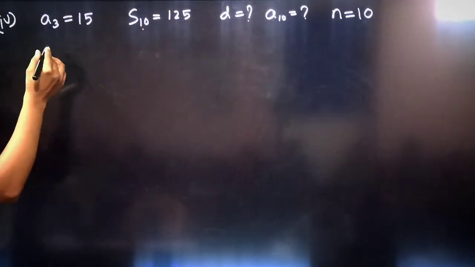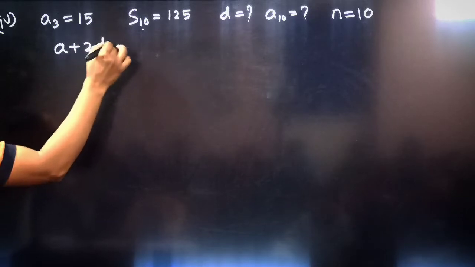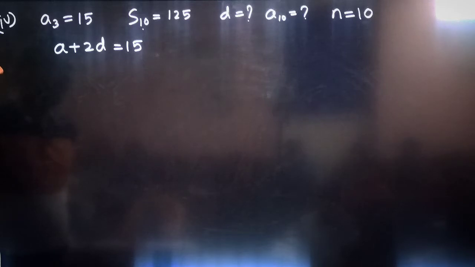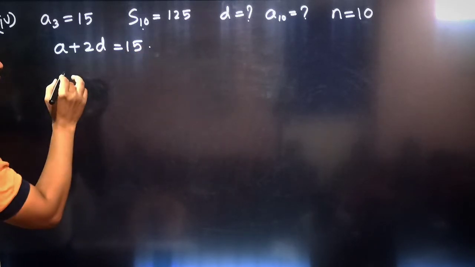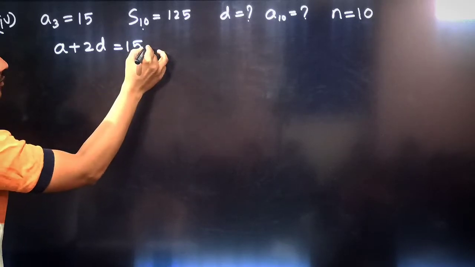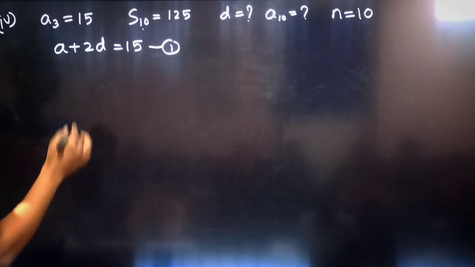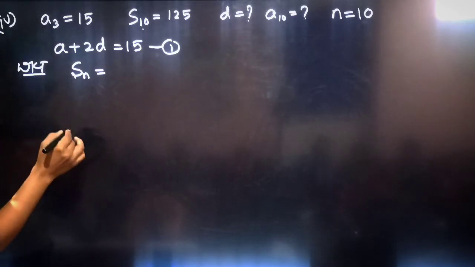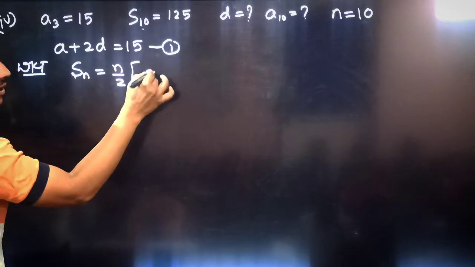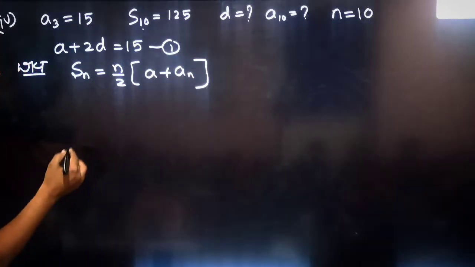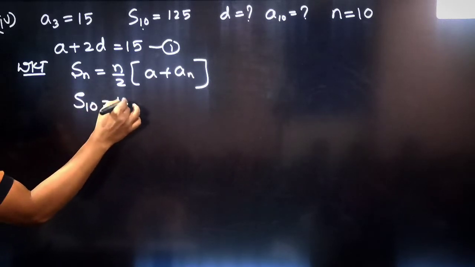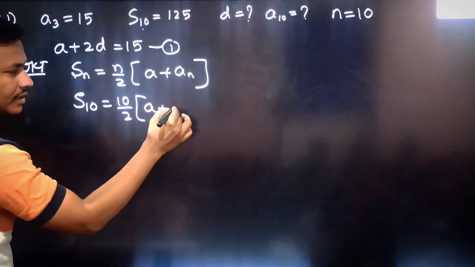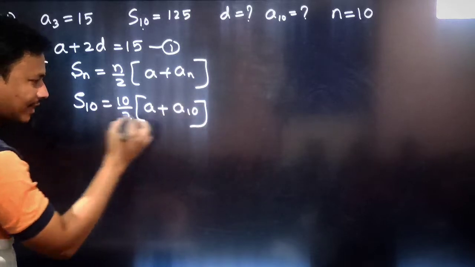Look here, A3 can be written as a plus 2d is equal to 15. A plus 2d is equal to 15. Next, equation number 1. From the equation, we know that Sn is equal to n divided by 2 in bracket a plus an. Sn, n is equal to 10. 10 divided by 2 in bracket a plus an. An is nothing but what? A10. N is equal to 10.